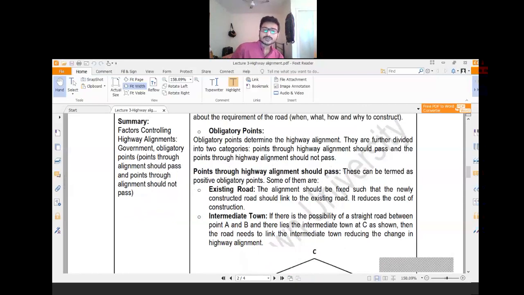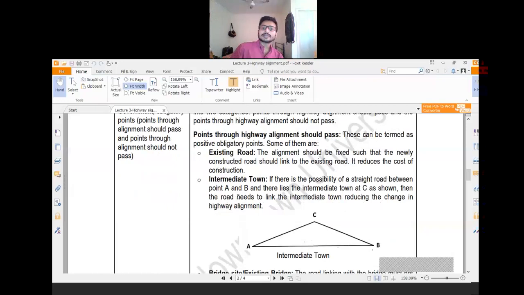The first one is existing road. Suppose you need to connect two cities A and B, and in some portion an existing road is there. If you can connect the two cities using the existing road, it will be very economical and easy to construct. Therefore, if there is an existing road between the two cities, you should connect them with that existing road. Now intermediate towns.